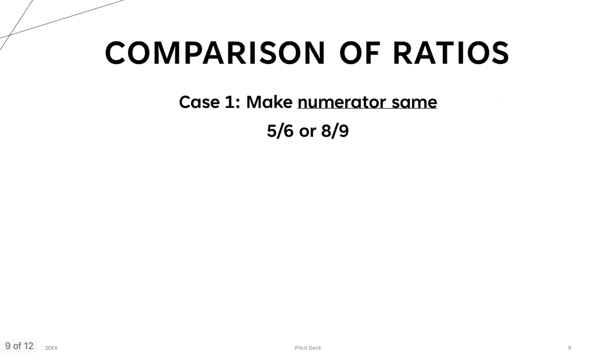I hope this is clear. Now, moving on, comparing two ratios. Someone gives you 5 by 6 and 8 by 9. These two ratios are given to you. Now they ask you which one is greater or which one is lesser.